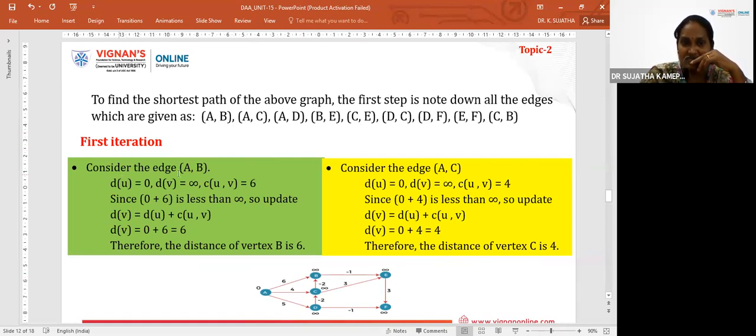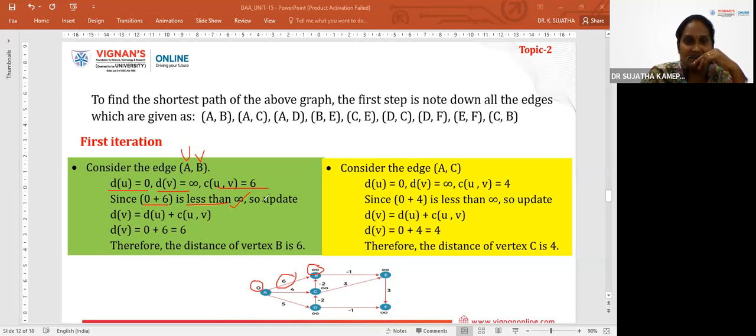Now in the first iteration, first we are considering the edge A, B. So here A is u and B is v. Now we are going to find the distance of v by using this u. Initially the distance of u, that is the distance of A, is 0. The distance of v is infinity. And here the weight is 6, so the cost of u v is 6. Now let us add this: distance of u plus cost of u comma v. What is that? 0 plus 6. Is this less than the distance of v or not?